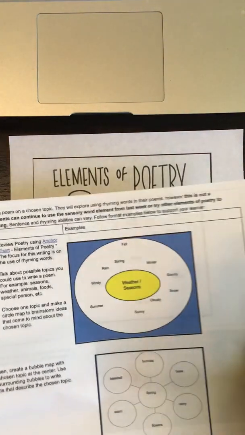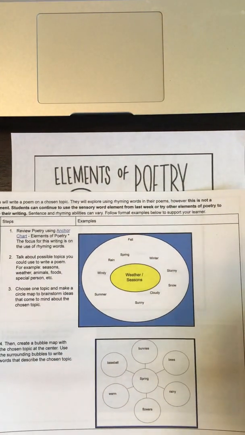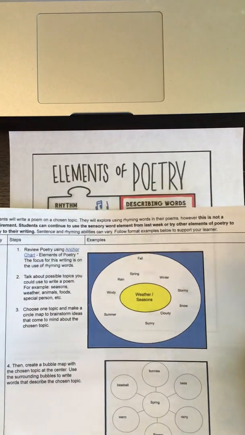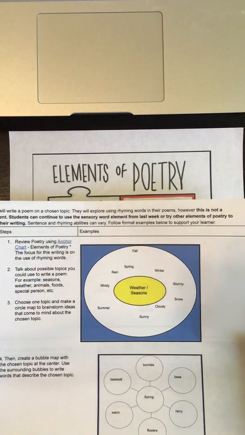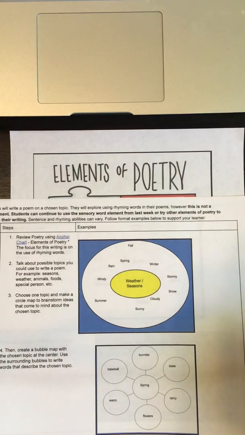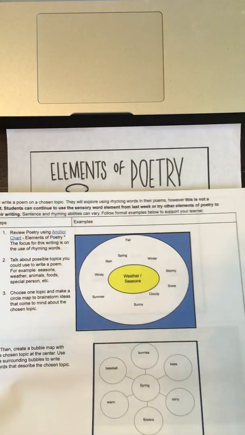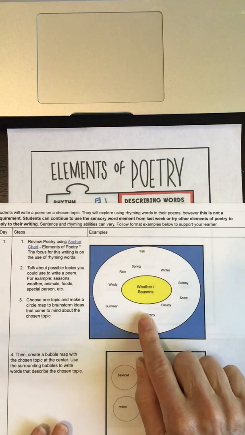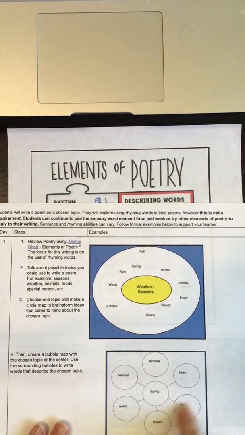So when you open up that English version, you're going to see this here. This is the step-by-step plan per day. It goes through days 1 through 3, so Monday, Wednesday, and Friday. Today's day 1, and we're going to be doing our circle map and our bubble map today.